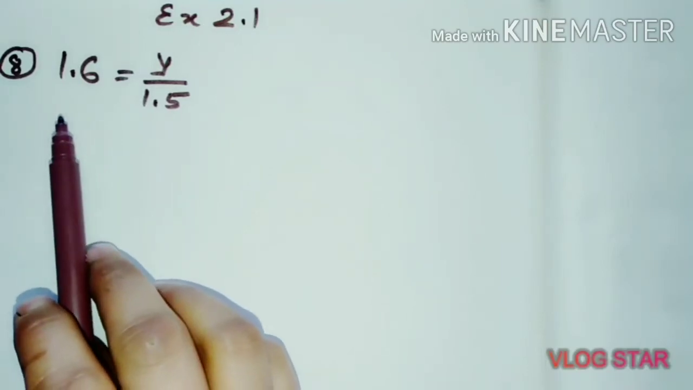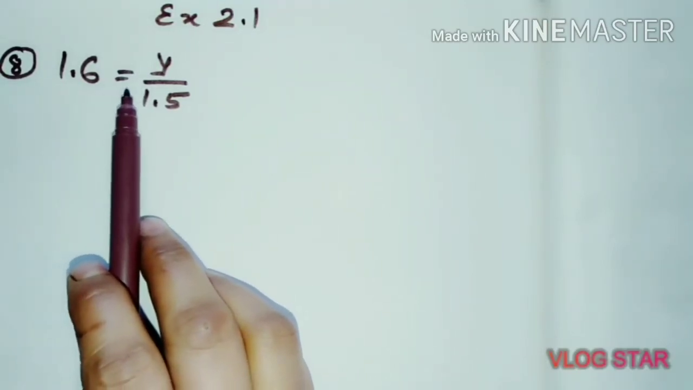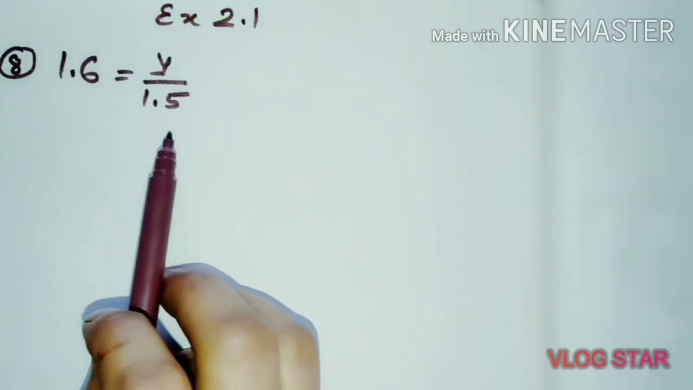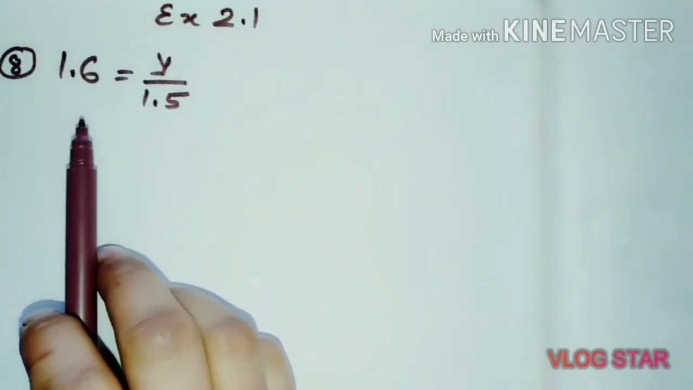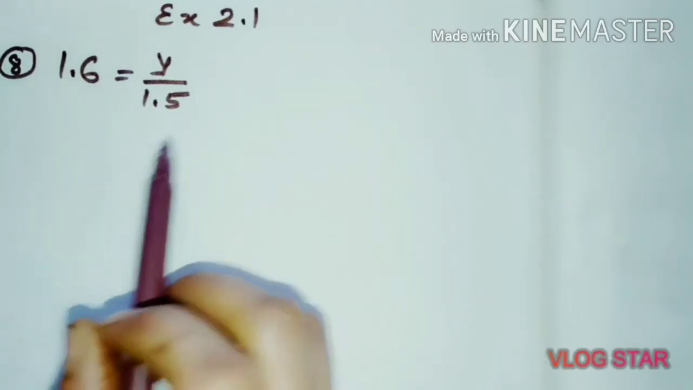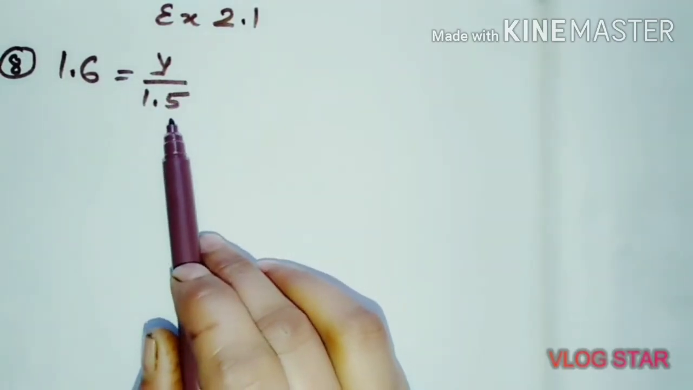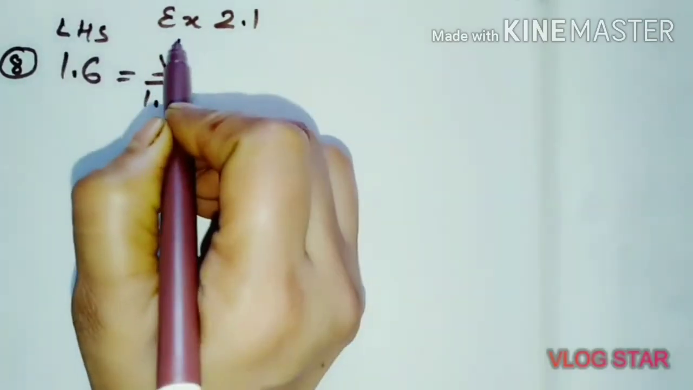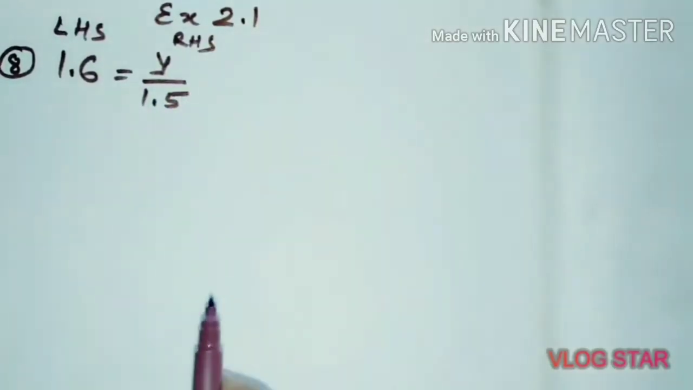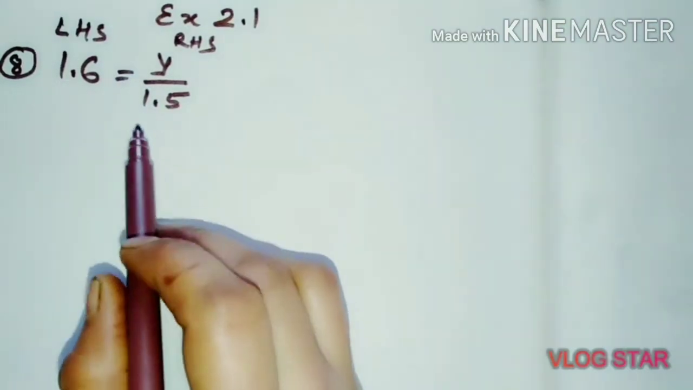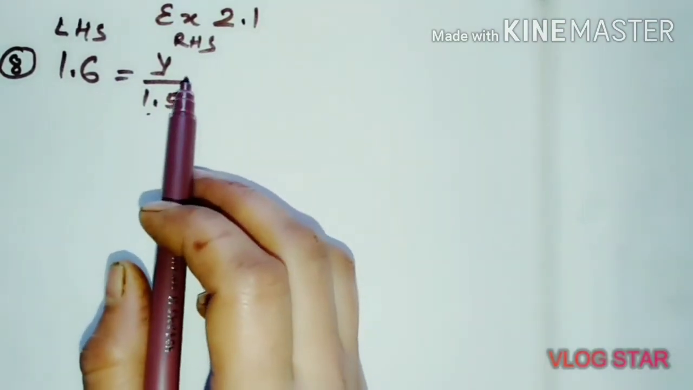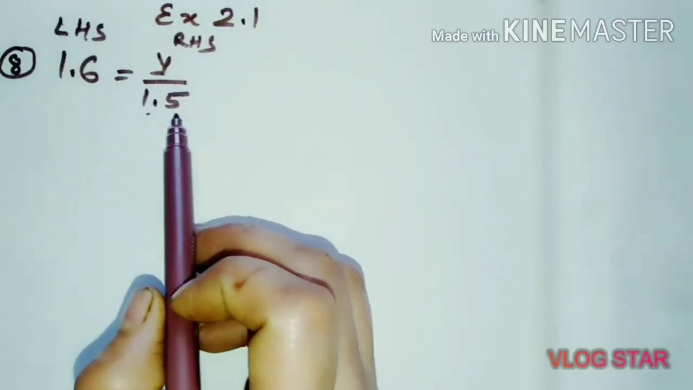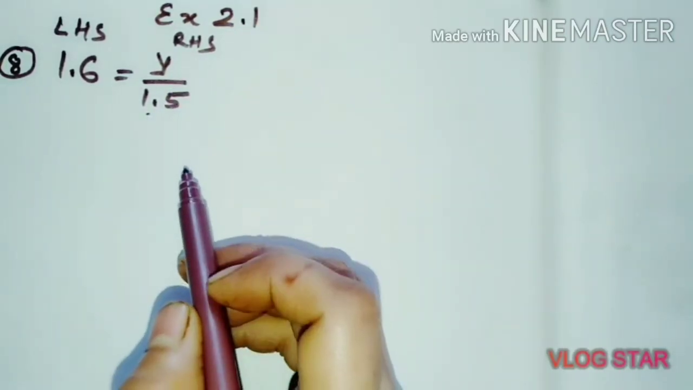Again the linear equation in one variable, exercise 2.1. Some of you have asked the question 1.6 is equal to y upon 1.5. This is to be solved by me as you are finding the difficulty. Here 1.6 is in the LHS and y upon 1.5 is in the RHS, and we have to solve. You can see that 1.5 is in division with this y. Y is in the numerator and 1.5 is in the denominator.